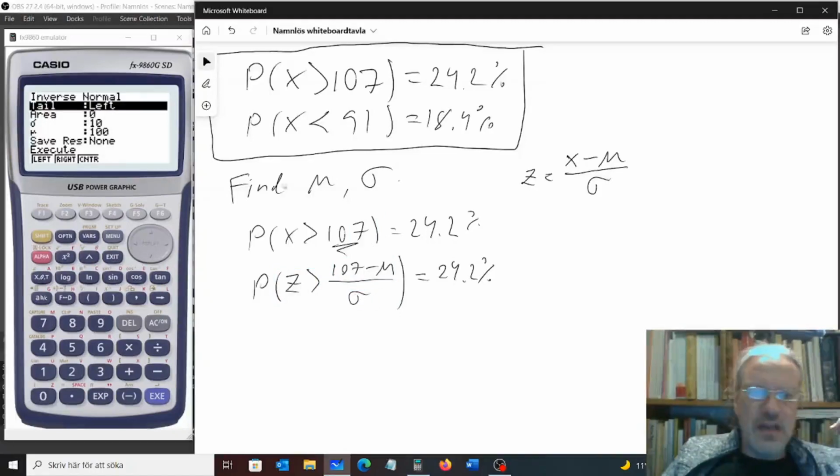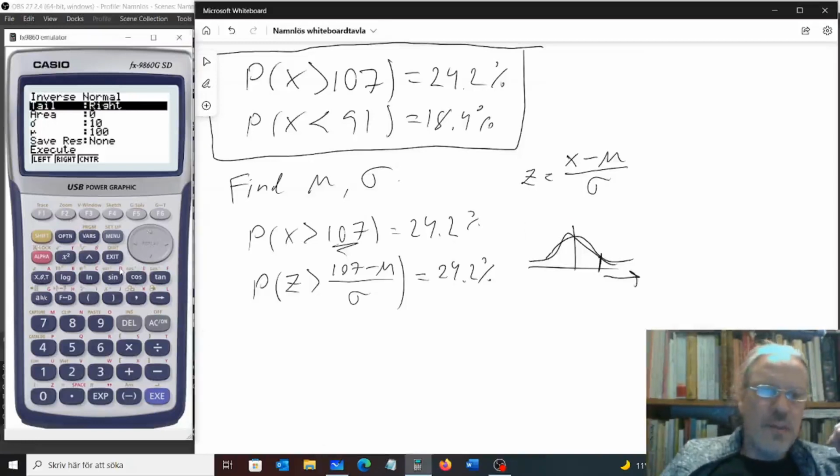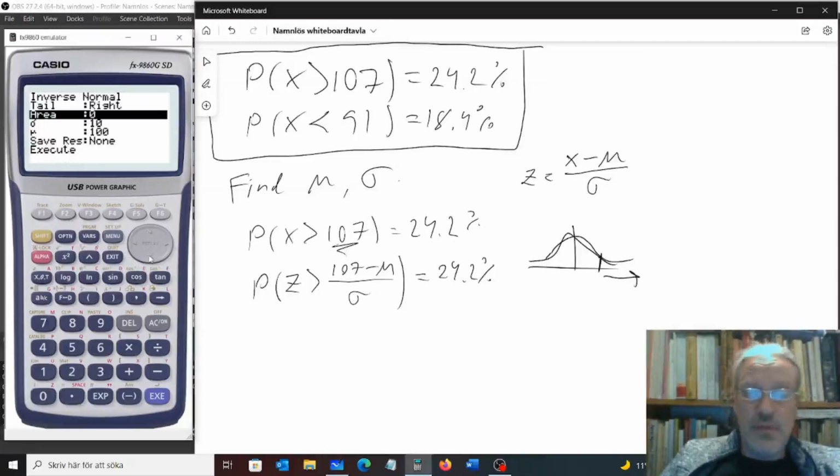So I go in here and I will start with, since 107 is in that direction, right, 107 or more, so I will go in here and say I want a right tail. The area, remember the area is the probability, is 0.242.